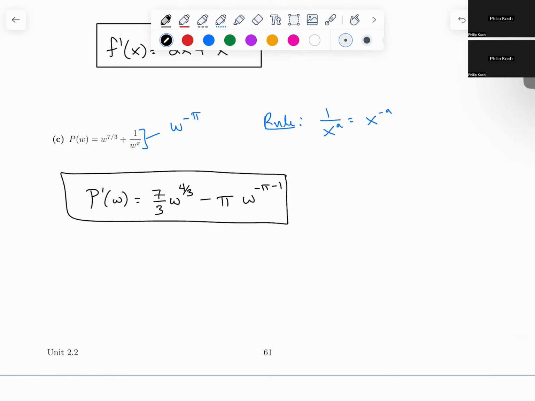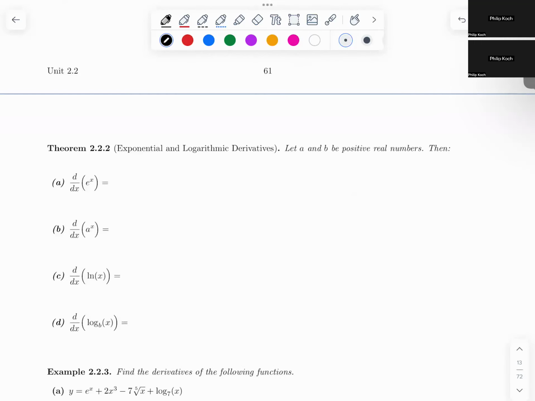Now you might be thinking to yourself, though, Phil, yeah, these are great, but what about all the other functions that we know about? What about e? What about cosine? What about sine? What about tangent? What are their derivatives? And that's a great question. I'm glad you asked it.